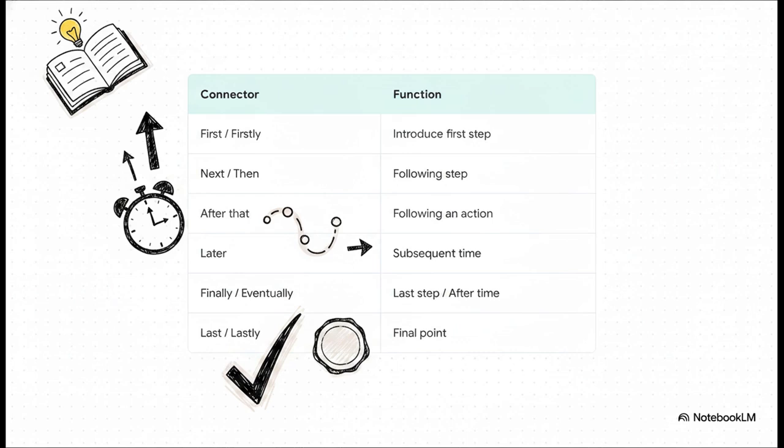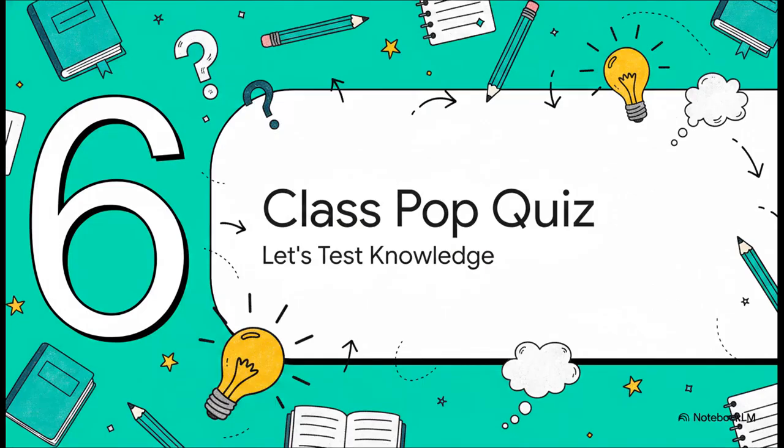Okay, this quick summary table right here, this is your cheat sheet. It has literally everything we just learned. You can see how first and firstly introduce the steps, next and then show what comes immediately after that and later push the timeline forward, and finally and lastly bring the whole thing to a close. Take a mental snapshot of this, because it's going to be the perfect study guide for your next big writing assignment.